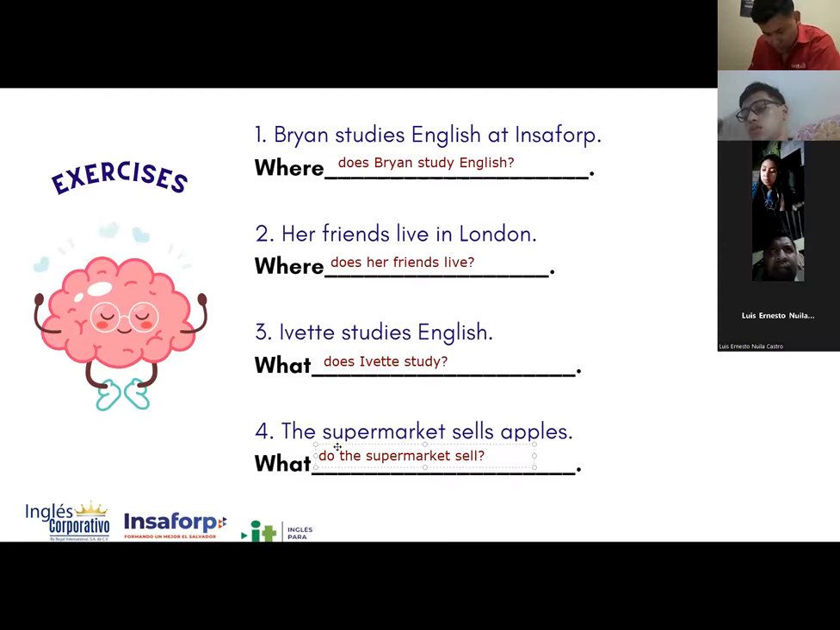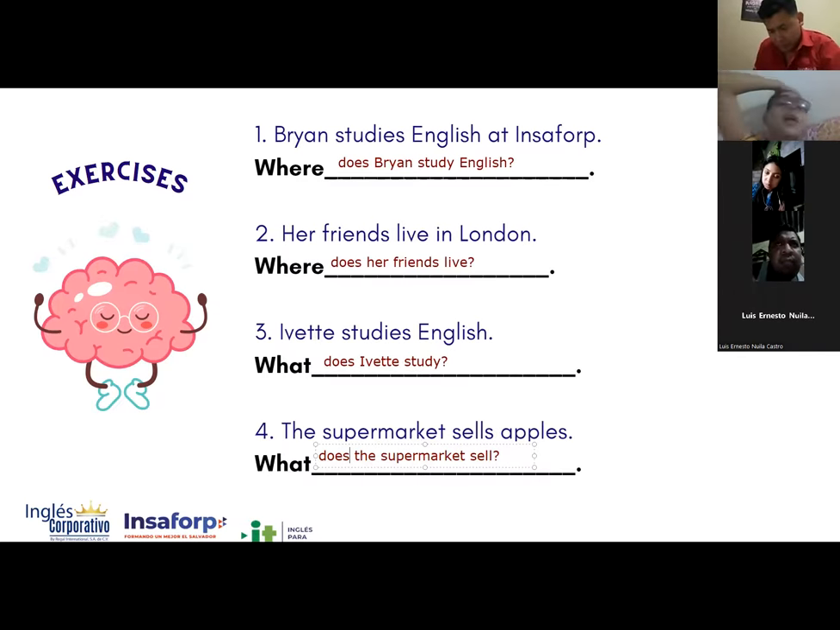Number four, do or does? The supermarket is singular or plural? Do. Are you sure? We use do for I, you, we, and they. And we use does for he, she, and it. And the supermarket is a place. It. Okay.